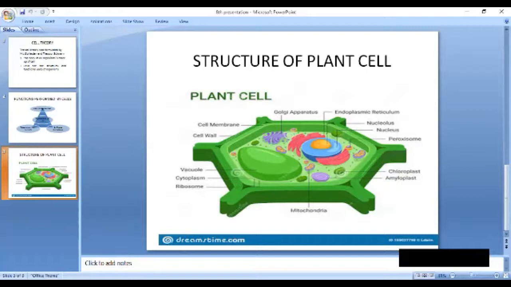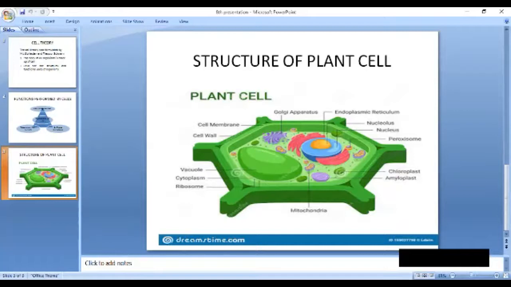And next is the nucleolus. What is the function of the nucleolus? The nucleolus is a small body seen inside the nucleus, and it helps in the production of ribosomes. We have said that ribosomes are produced inside the nucleus, so this nucleolus helps in the production of ribosomes. Then inside the nucleus, in the nucleoplasm, you can see the chromatin reticulum.